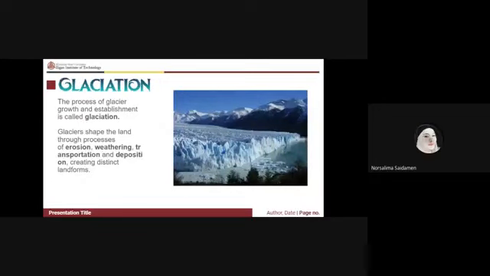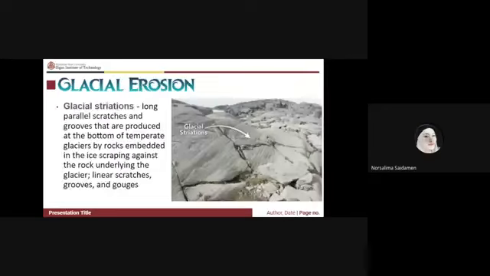Now we have the glaciation. The process of glacier growth and establishment is called glaciation. Glaciers shape the land through the processes of erosion, weathering, transportation, and deposition, creating distinct landforms.